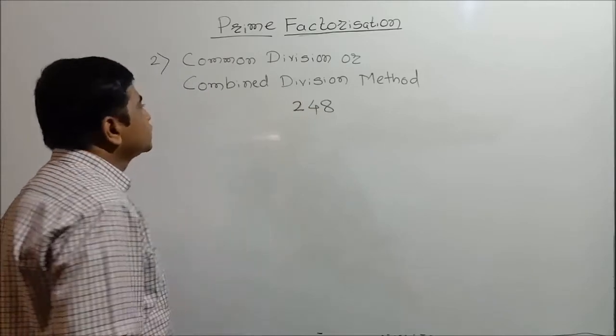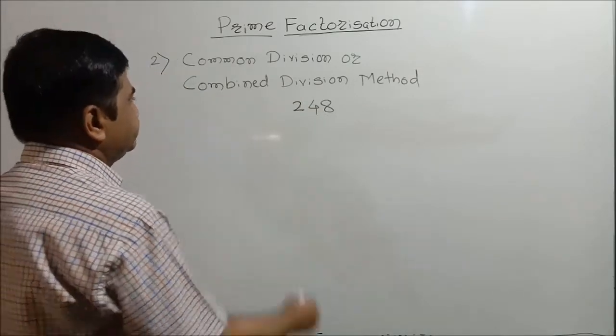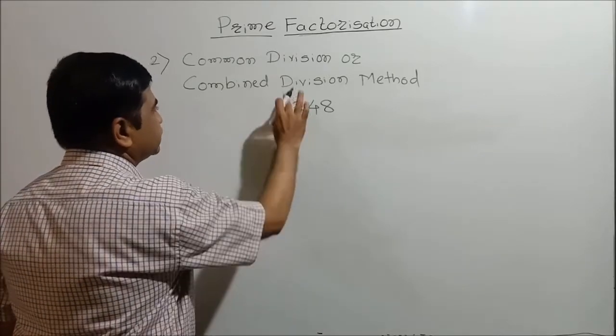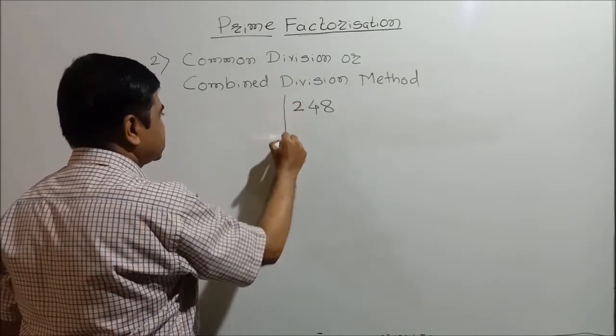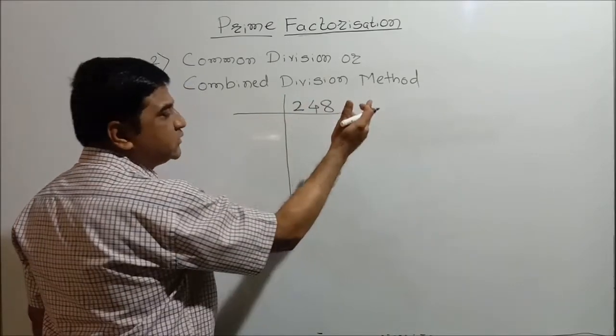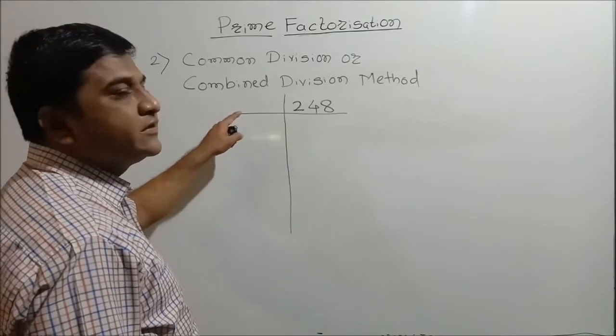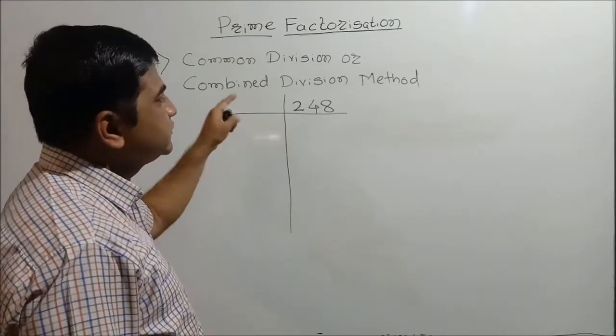248. So we have to find out the factors of 248. Naturally, same method again, we are going to put it in a cross in such a way that we have the number on the right upper corner. Now, we'll start dividing it with the smallest possible prime number.